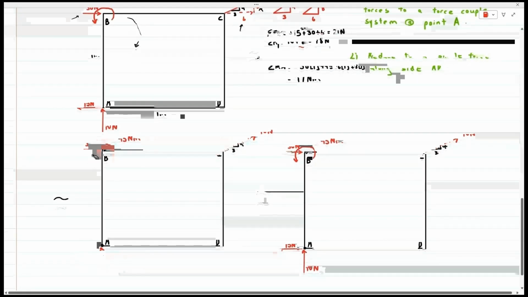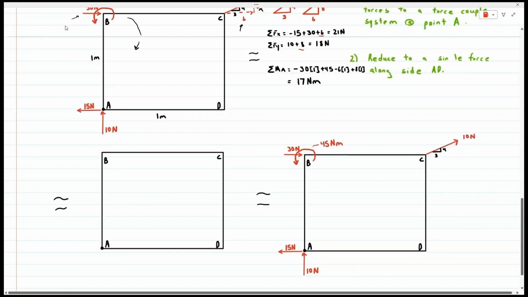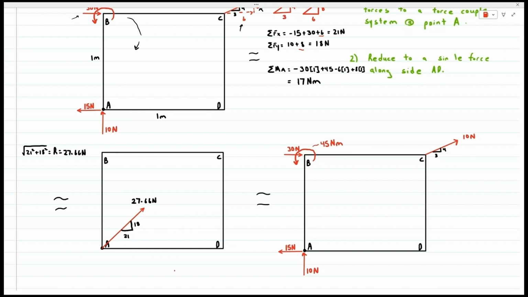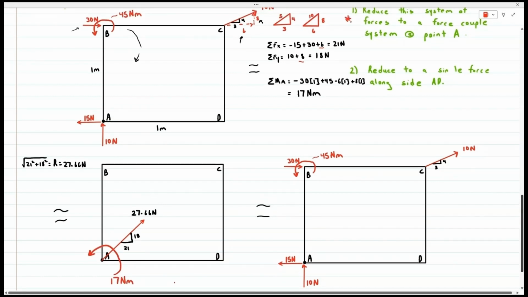If we wanted to place a single force at point A with a couple, we need to know the magnitude of that single force. The magnitude can be found by the Pythagorean theorem, and it's 27.6 newtons. And we place that 17 Newton meter couple as well at point A, and that successfully answers question 1. How about question 2?